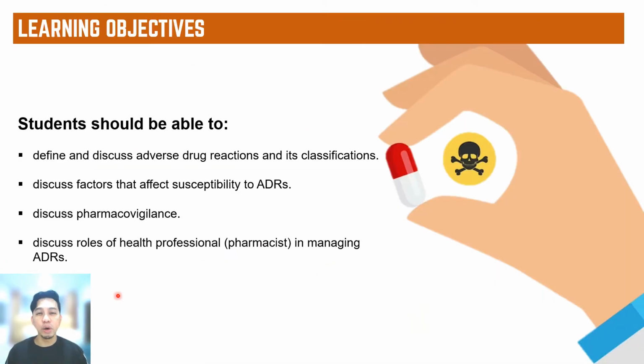Here is the learning objective for this week's lecture. At the end of this week's lecture, you should be able to define and discuss adverse drug reactions and their classifications, which are the two major ones. Discuss the factors that affect susceptibility to adverse drug reactions, or the short name ADR. Discuss pharmacovigilance as well as the role of health professionals, particularly pharmacists, in managing adverse drug reactions. So I divided this week's lecture into 3 videos.